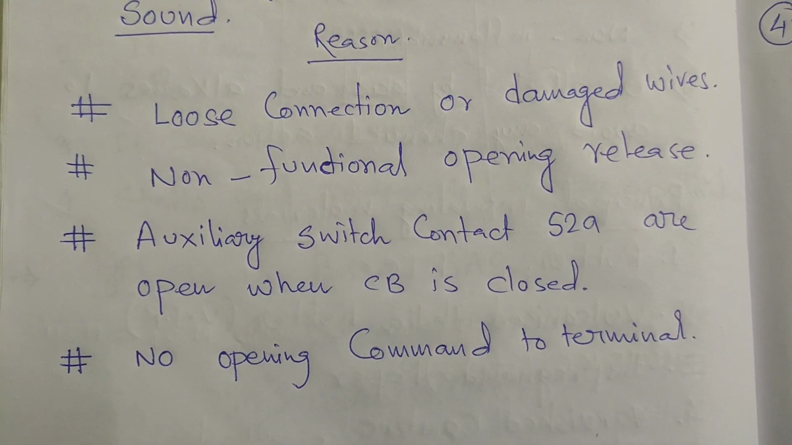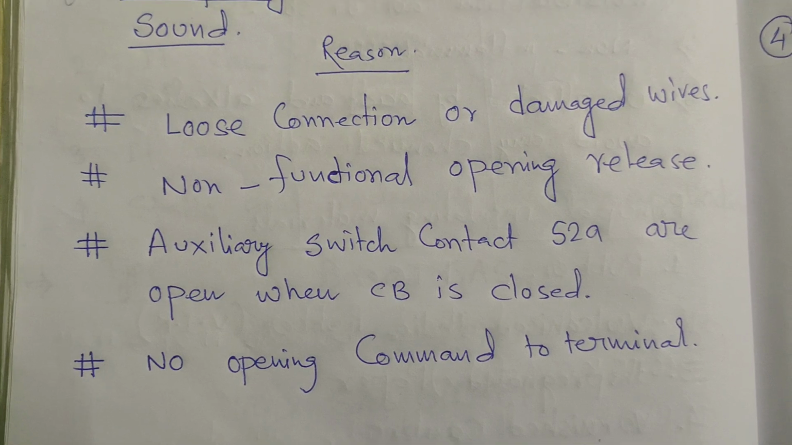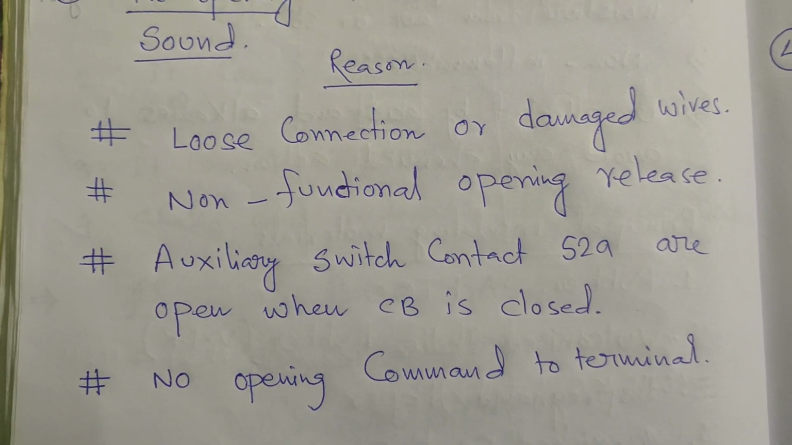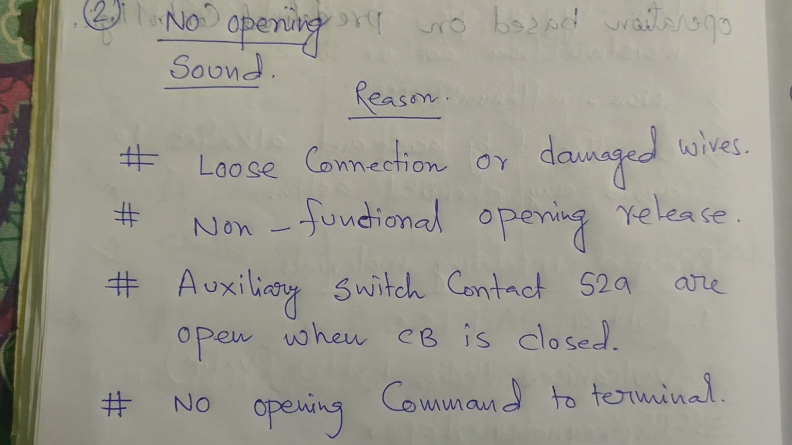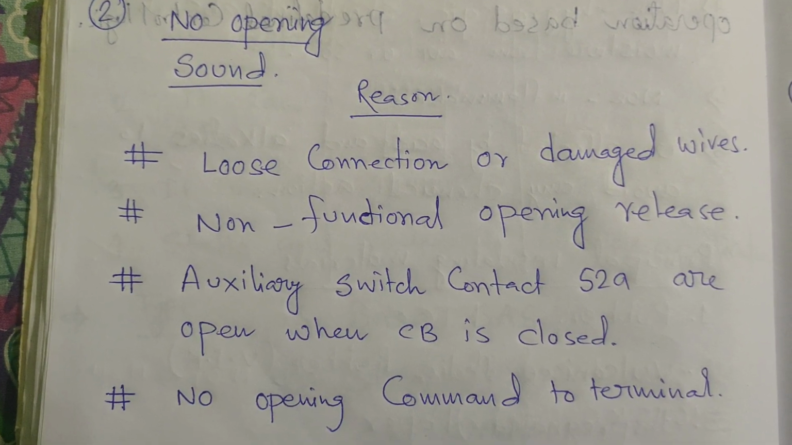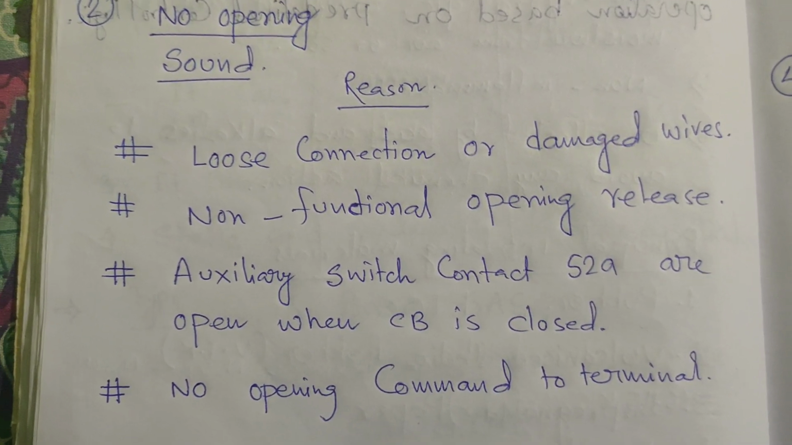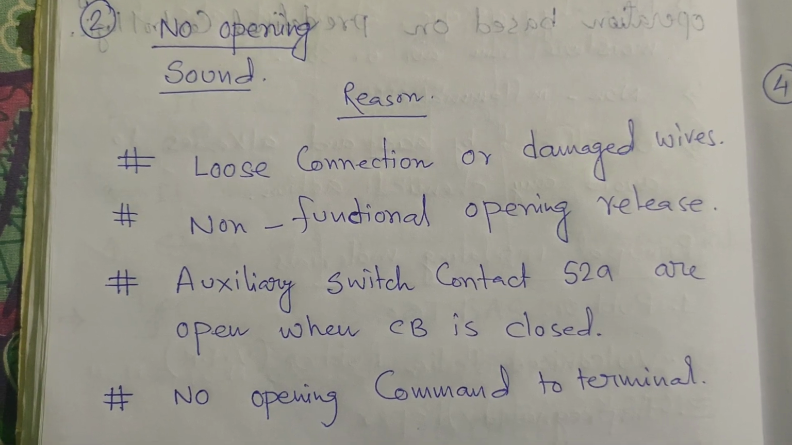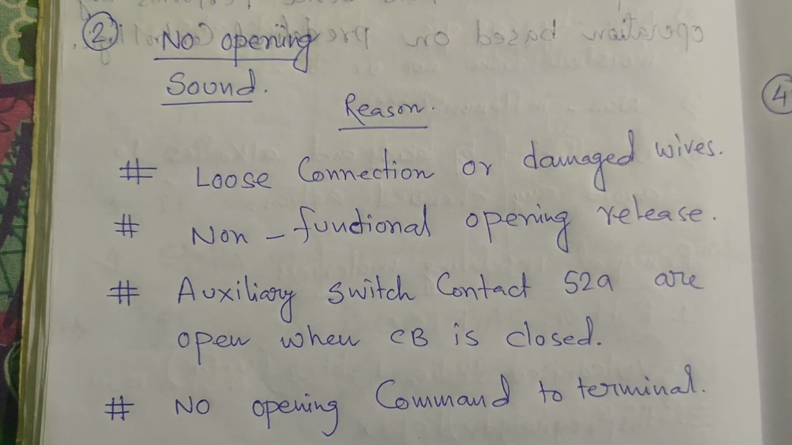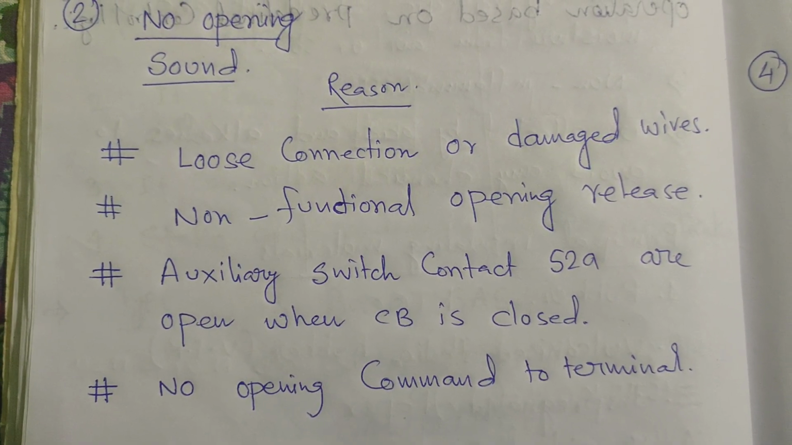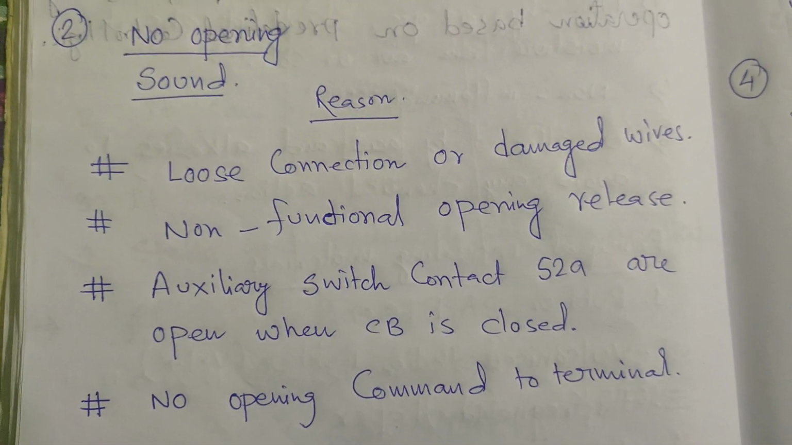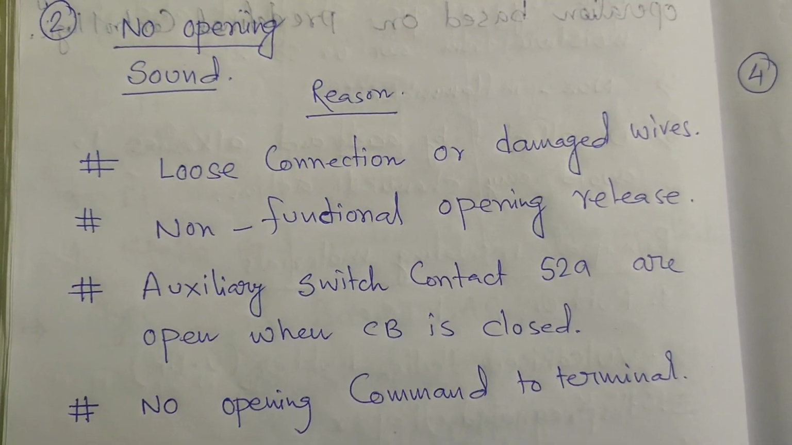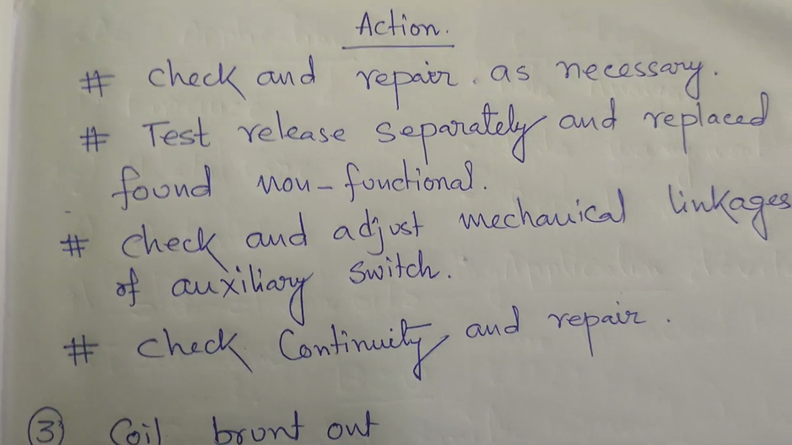No opening command to the terminal. No opening command is reaching the terminals of the trip coil because the circuit is not completed. Different types of problems may be there. So if these types of problem are there, no opening command will reach the terminal. What type of action is to be taken?